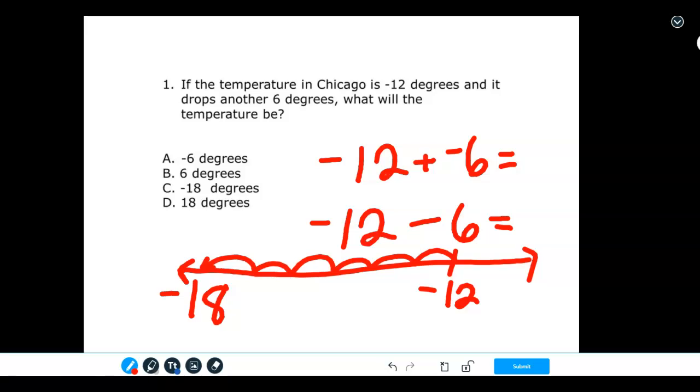Okay, so we're going to look at it up here too real quick. If I was working with positive 12 degrees, and I said it got 6 degrees colder, I could just subtract 6, right? And I would get it right here. I would go backwards to the left to 6. But if I'm starting at negative 12, and it says it got 6 degrees colder, I still have to move in the negative direction 6 places. 1, 2, 3, 4, 5, 6. That's confusing. And that gets me to negative 18.